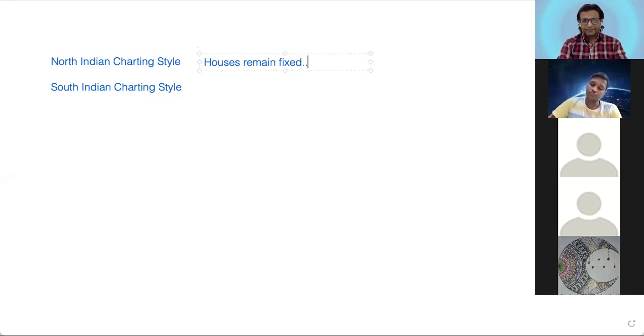Okay. In South Indian charting style, what happens is they keep rashis fixed. So in our North Indian charting style, we always know, right, that the first house will be there in the first house only. There any rashi can come, right? In South Indian charting style, what is supposed to be done, you know?